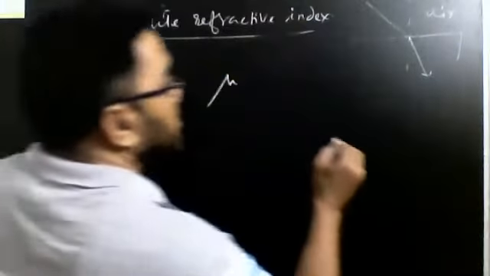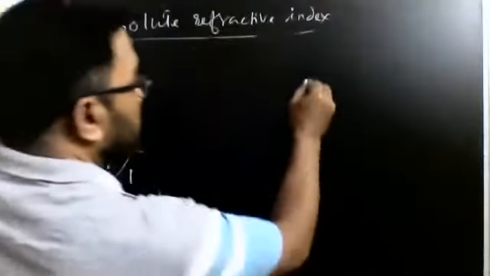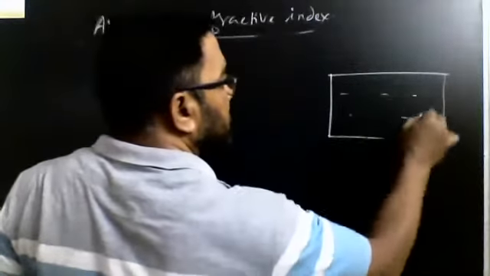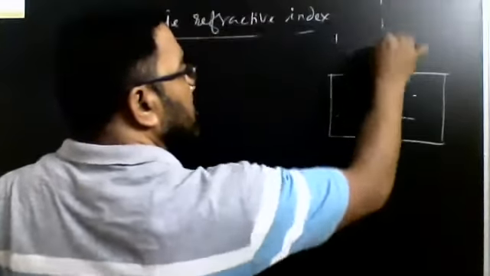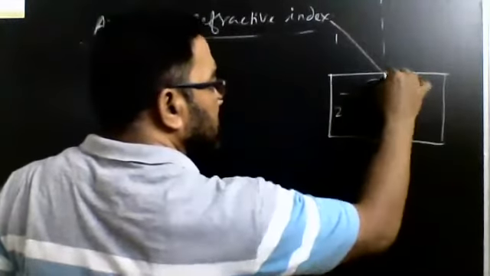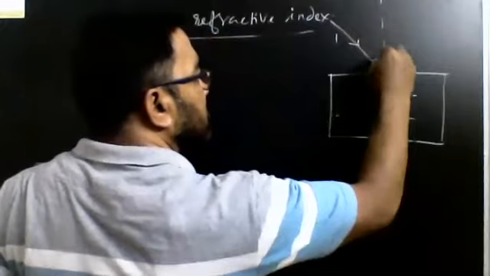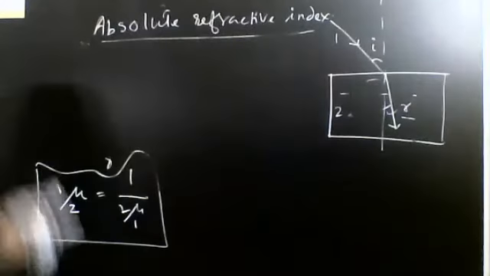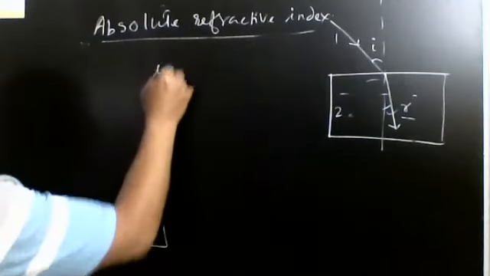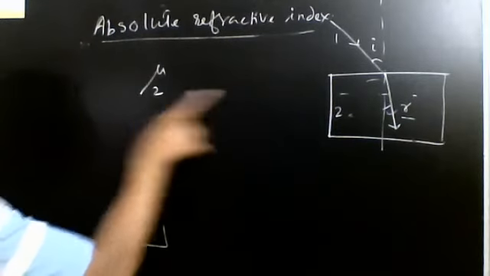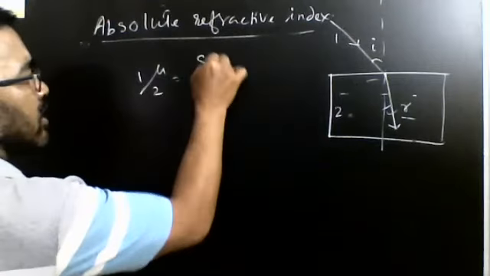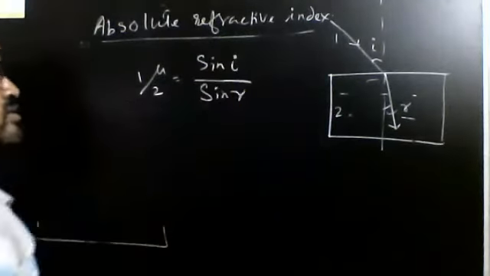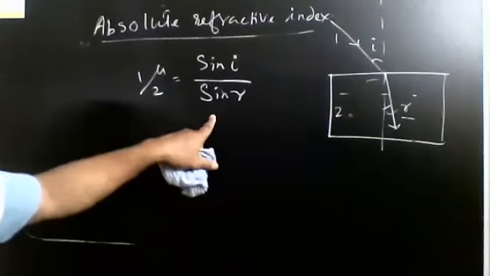Suppose this is medium 2, this is medium 1, this is the normal, a ray of light is coming and it is refracted, this is the angle of incidence, this is the angle of refraction. Okay, so the refractive index of medium 2 with respect to medium 1 is sine I by sine R. So this is one of the important relations coming from Snell's law.